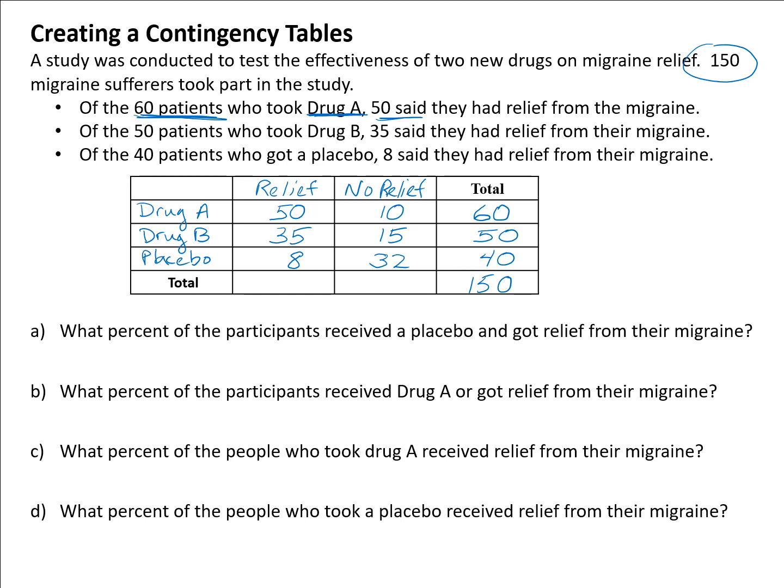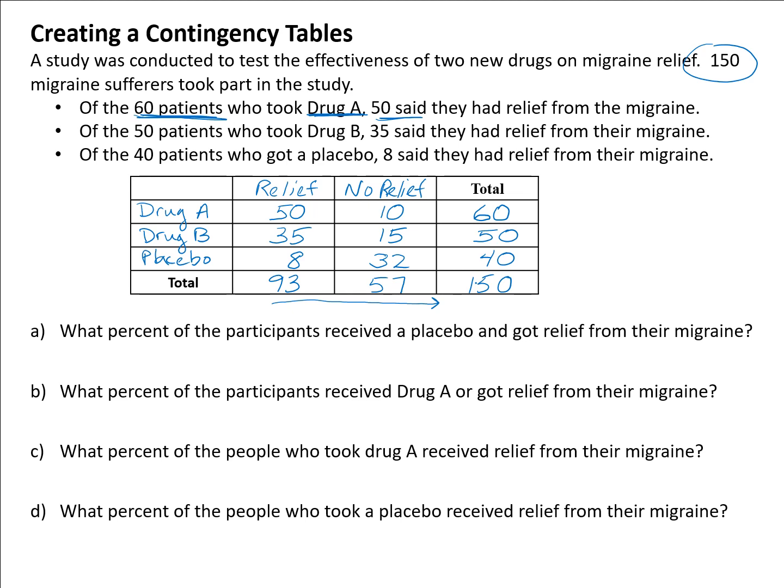Now let's double check that with the relief and no relief to make sure I didn't make a mistake putting those in. If I do a subtotal for people who had relief, I would add this up and get 93. 50, 35, and 8 is 93. For the people who had no relief, 10, 15, and 32 would be 57. And then let's double check if those people who had relief and no relief really are 150 people. 93 plus 57 does also give me 150. So I know I didn't make any calculation mistakes as I put those values into the table. So there's creating the table.